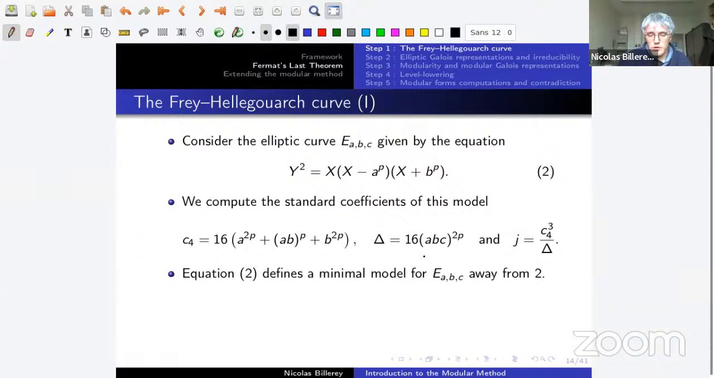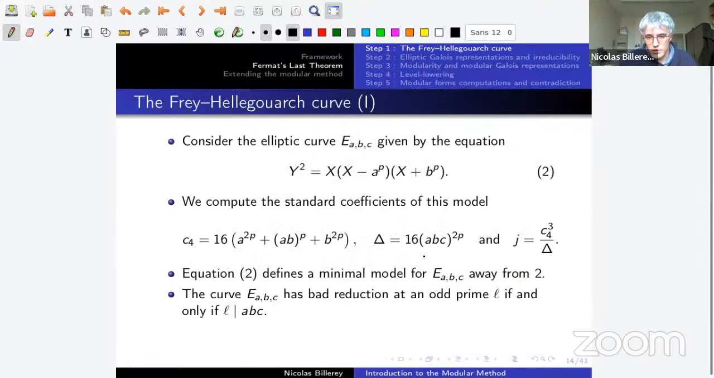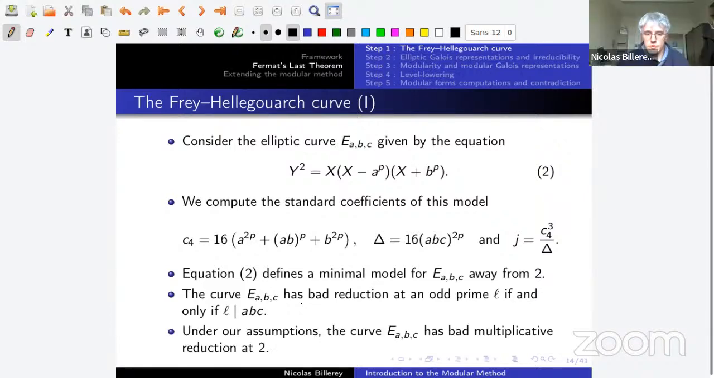Okay. So now we can look at the reduction of this curve, and it turns out that it's easy to find that equation 2 defines a minimal model for that curve away from 2. In particular, if you look at the c4 coefficient and the delta coefficient, you will see easily that the curve E sub abc has bad reduction at an odd prime l if and only if l divides abc. That's coming from the fact that this model is minimal away from 2. And under the two-adic assumptions that I made in the previous slide, this curve also has bad multiplicative reduction at 2.